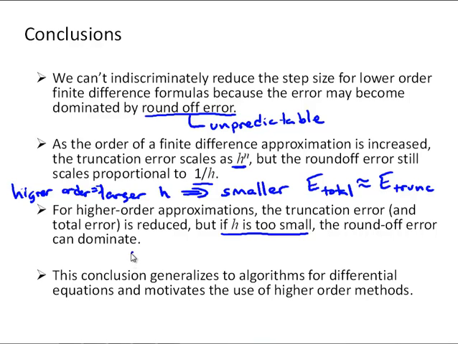So for example, for that fourth order, what we saw is we want h to be greater than or equal to 0.001, or 1 times 10 to the minus 3. And as I said at the beginning of this video, this conclusion generalizes to algorithms for differential equations and motivates the use of higher order methods. It's one of the motivating factors.